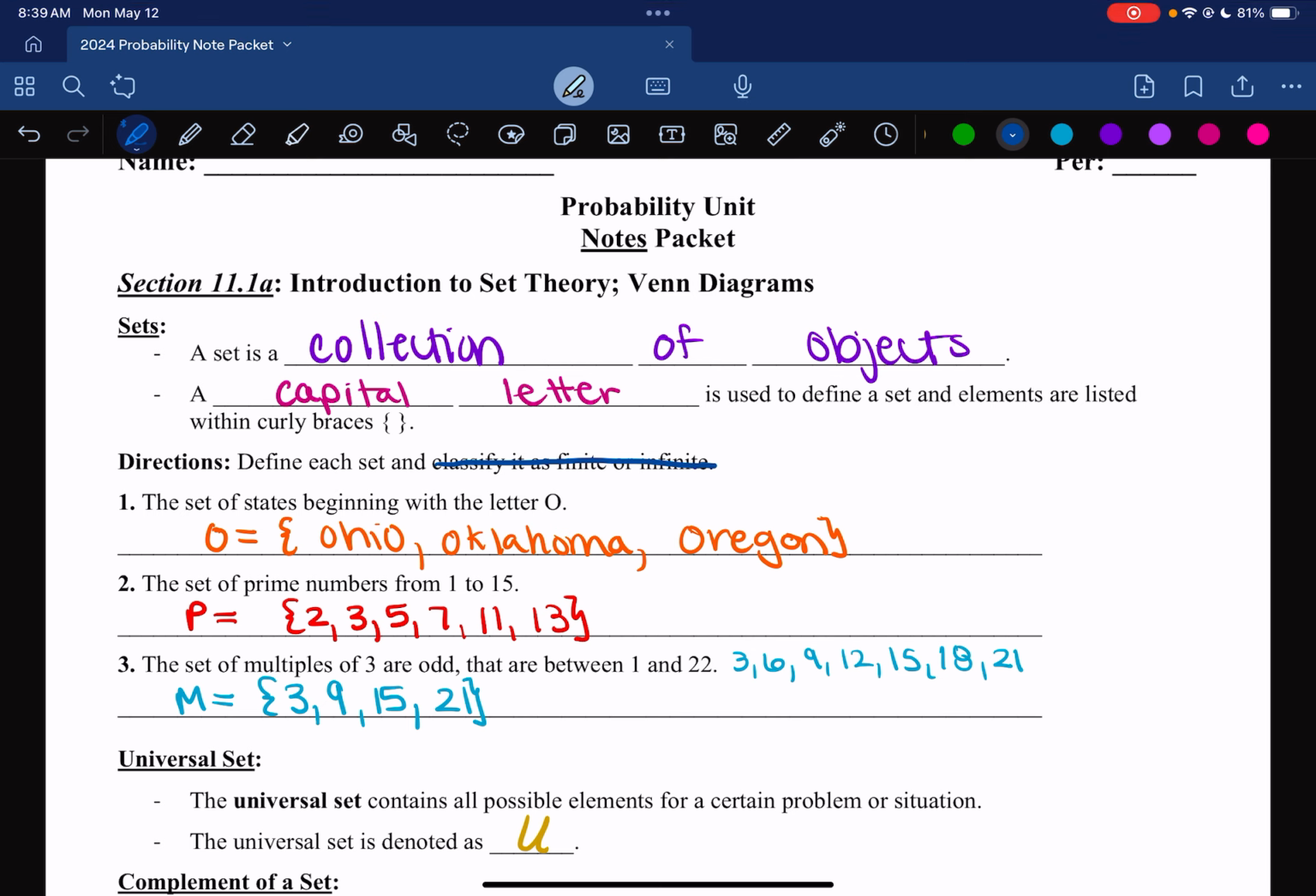Number two, the set of prime numbers from 1 to 15. So remember, a prime number is a number that can only be divisible by itself and 1. So here are our prime numbers between 1 and 15. We can use a capital P to define that.